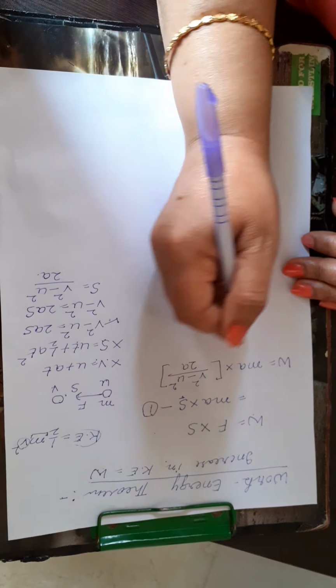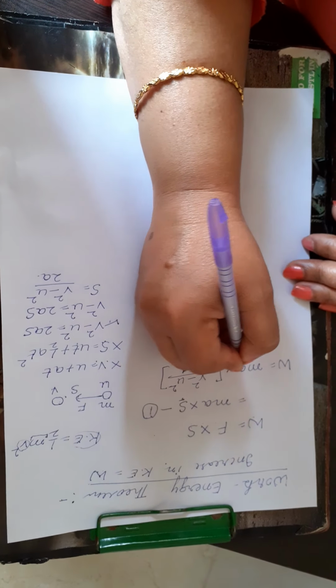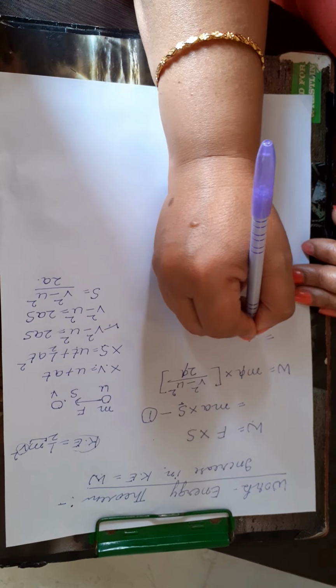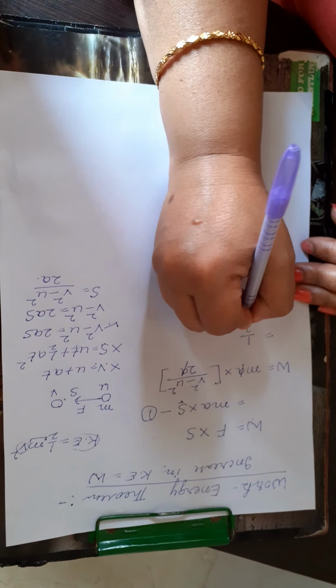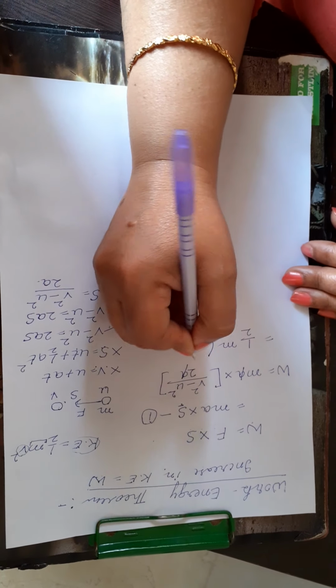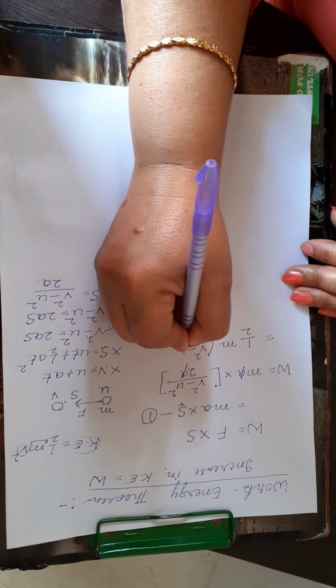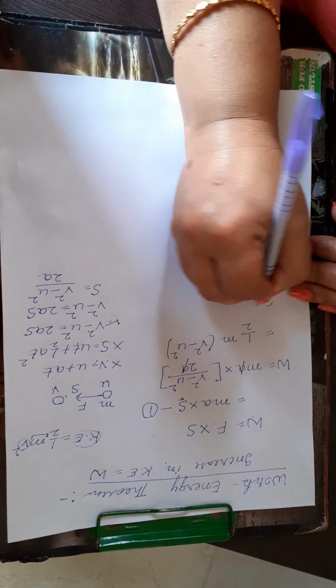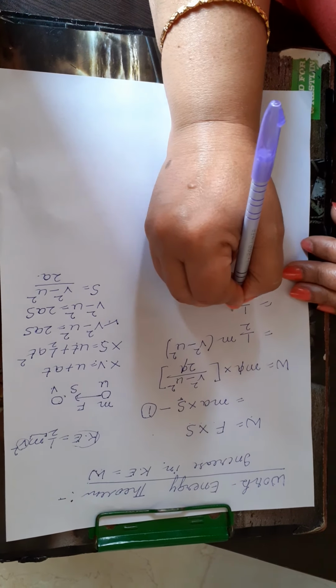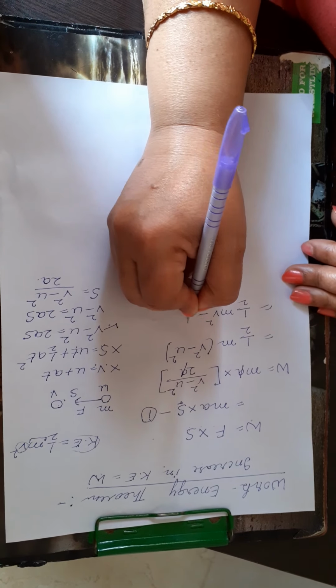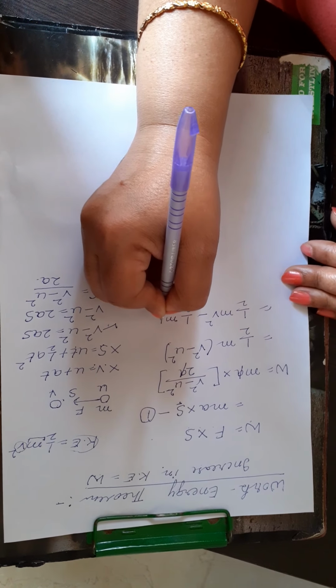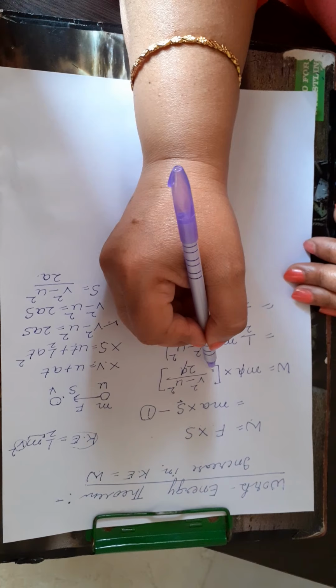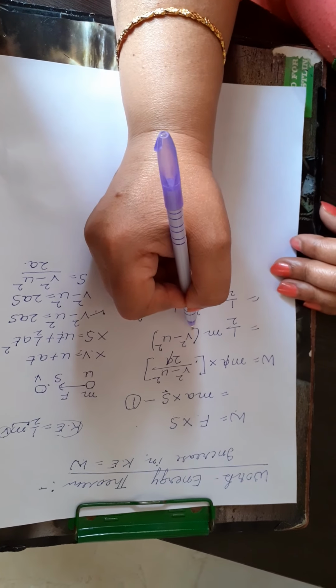Now please open the bracket. Firstly, a will cancel. Now open the bracket. It will be half m, within the bracket v square minus u square. Now the next step will be half m v square minus half m u square. That is your choice. You can open the bracket here also, you can open the bracket here also.